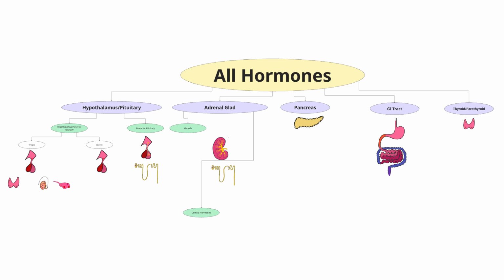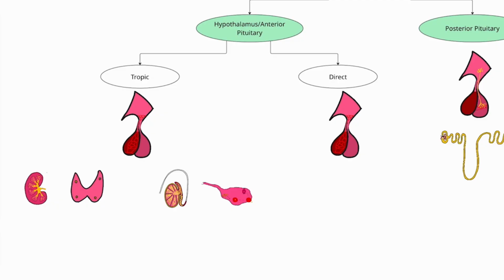This is going to be a brief overview of all of the hormones that you need to know for the MCAT, and we'll start with the hypothalamus. The hypothalamus releases hormones that travel through a capillary bed to the anterior pituitary gland. That then causes the anterior pituitary gland to release more hormones that go to one of these 4 destinations.